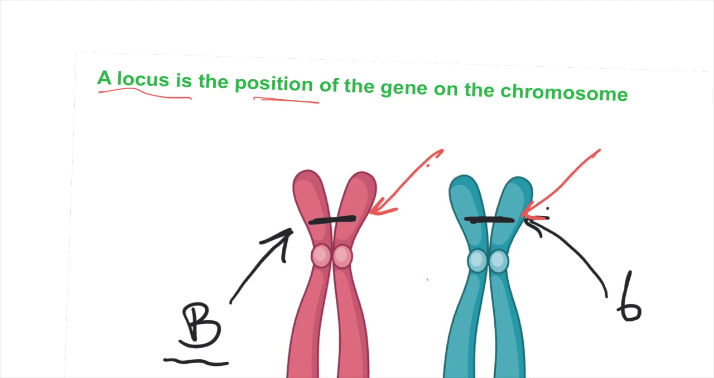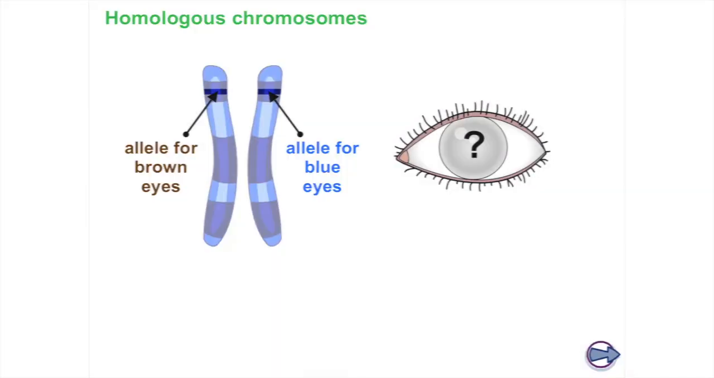And as you can see here, genes can have different versions. These different versions of the gene, like brown and blue, are what we call alleles. So alleles are different versions of the same gene, which are always found at the same position or the same locus. Both alleles will be expressed. So in this case, the B capital for brown and the B small for blue will both be expressed.